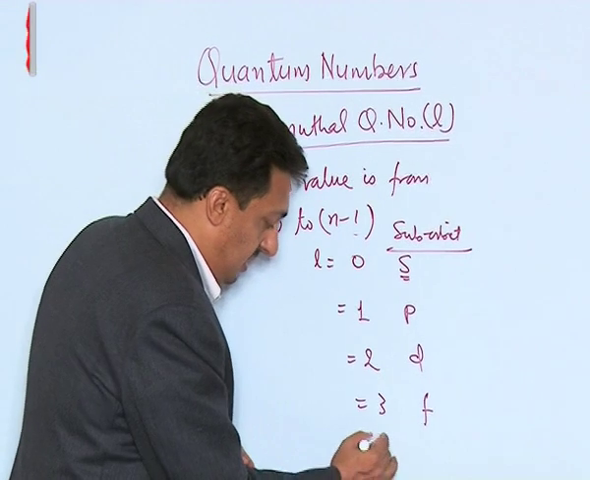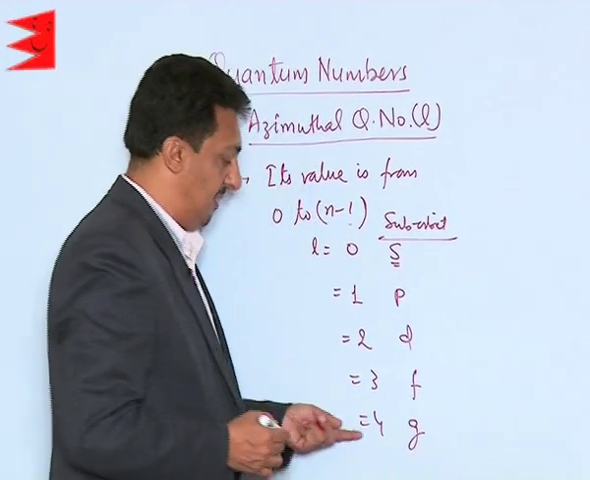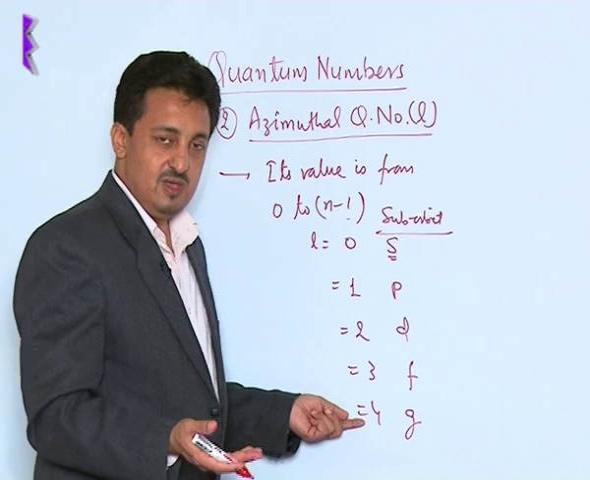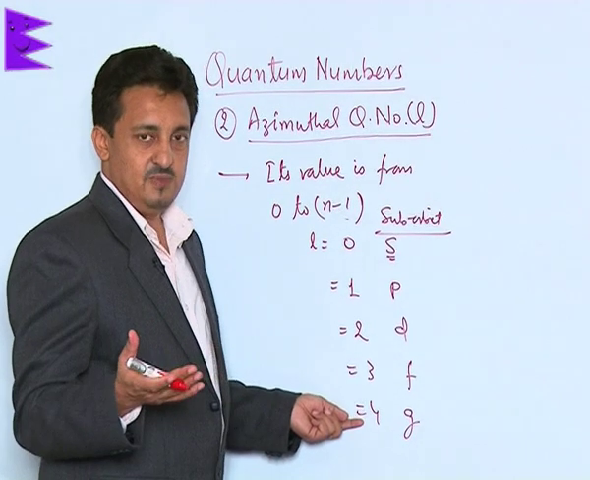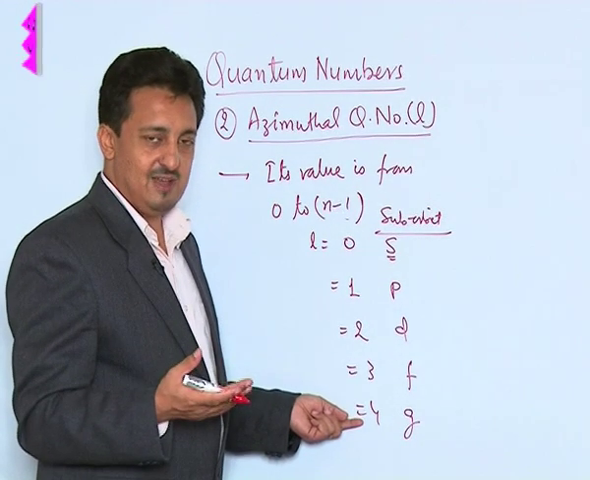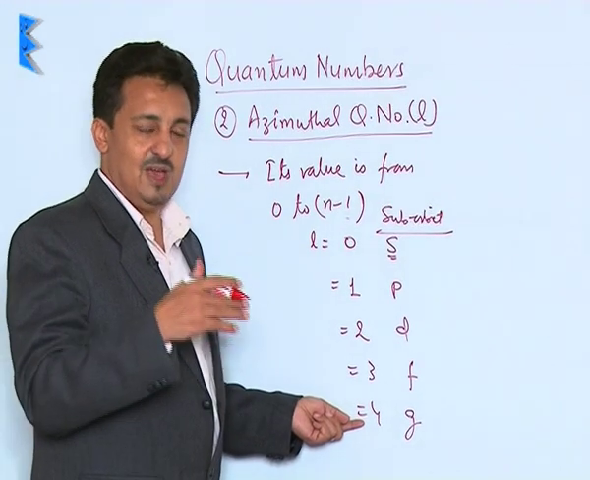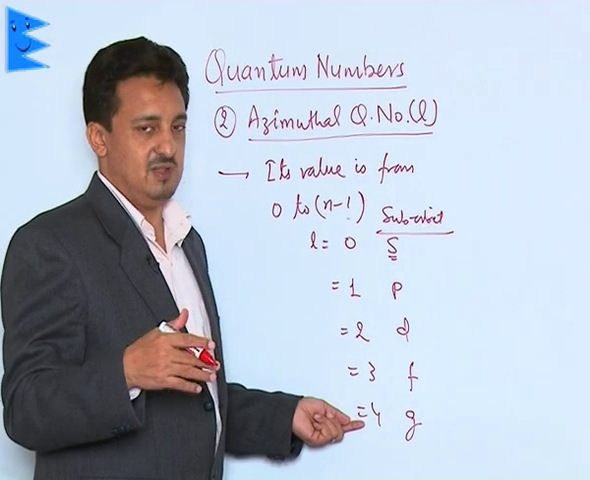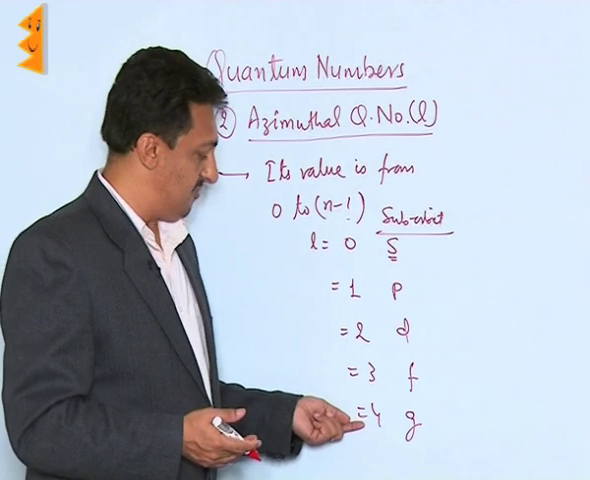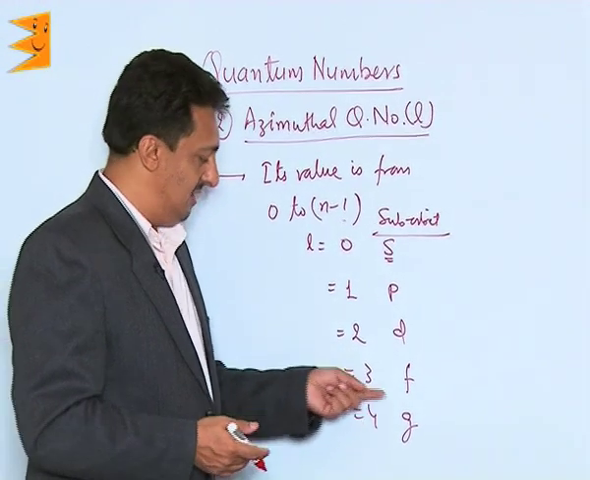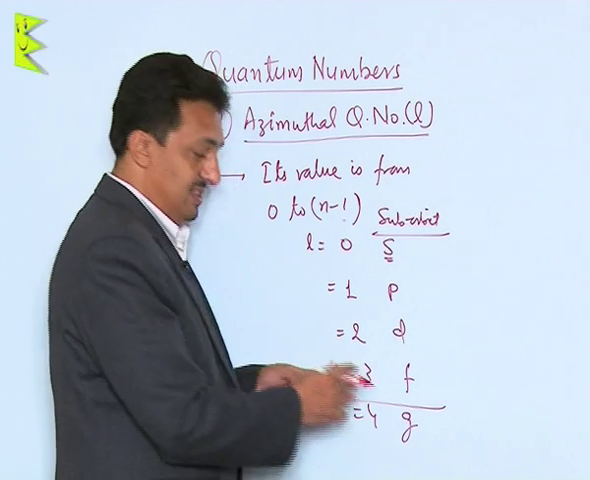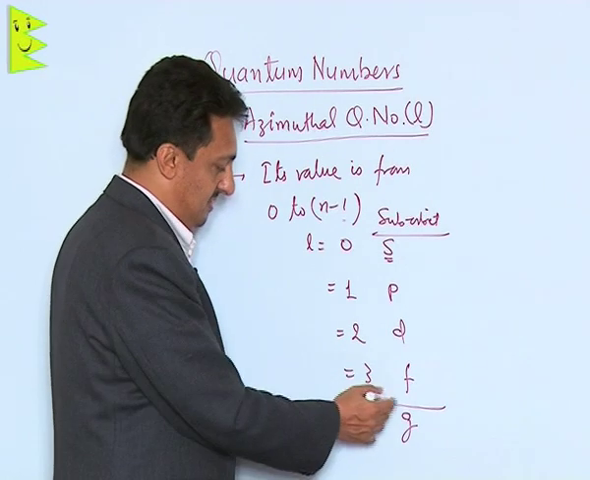Even if it is 4, it is called g suborbit. We haven't reached this g level, though internationally we have been able to get some elements which are moving up to the g level, and that is why very soon we will be having a new type of periodic table, a circular periodic table, which is actually under consideration. But still, for whatever we have in our syllabus, we have till this f.